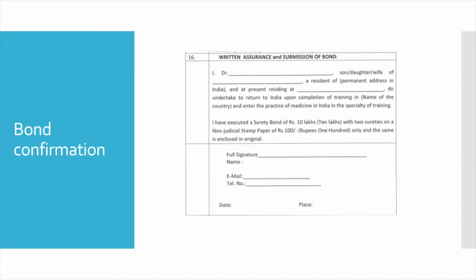And this part you just fill it up, confirming that you have submitted the bond. And this is where you will be required to sign when you submit your application to the consulate. So you need to fill up this form, and you need to fill up some parts of the bond, which you must take to the consulate.